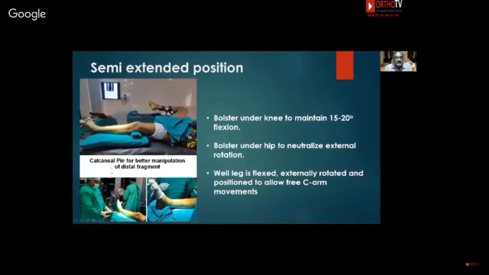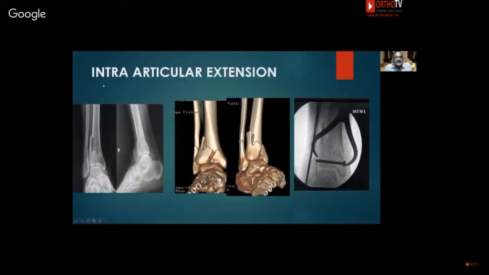This is the semi-extended position, same position, but here only one thing is required, a calcaneal pin for better manipulation of the distal fragment. So now this is one of the examples, an intra-articular extension fracture. You can see here, this is the intra-articular extension fracture. It is fixed with the screw first, and then what has happened?